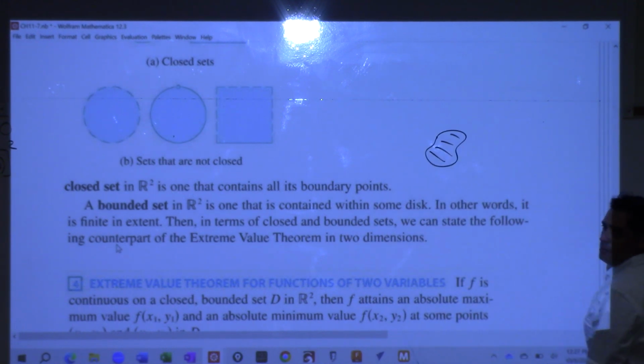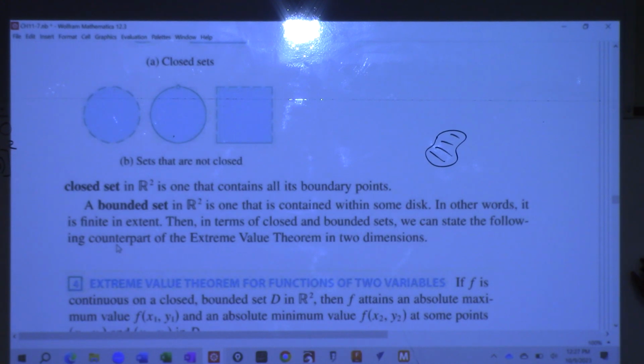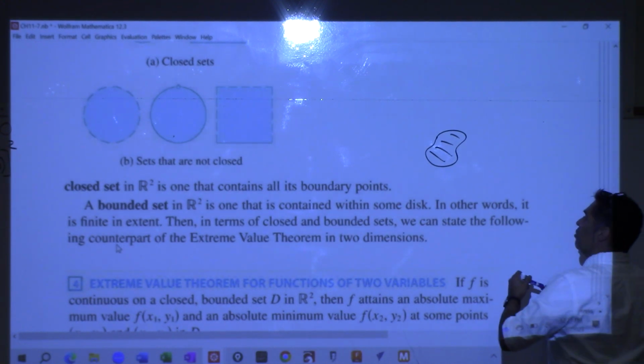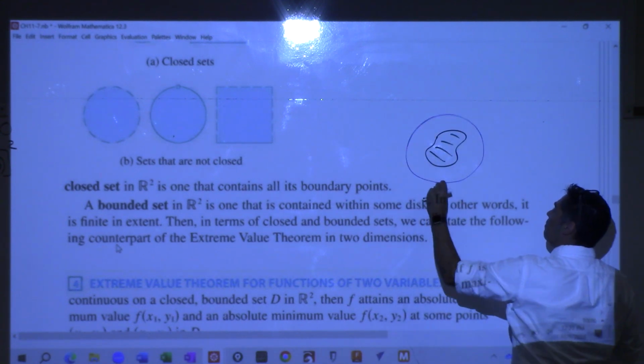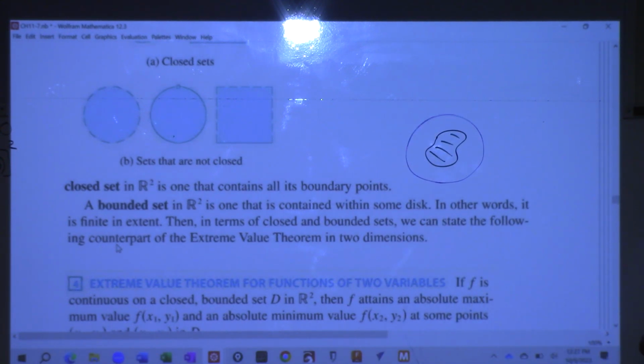Is that closed? Yes? It's everything in there and includes the boundary, right? Okay, it's a closed set. Is it bounded? Well, can you draw a circle around this and include everything? Yes. Okay, so that is a closed bounded set.